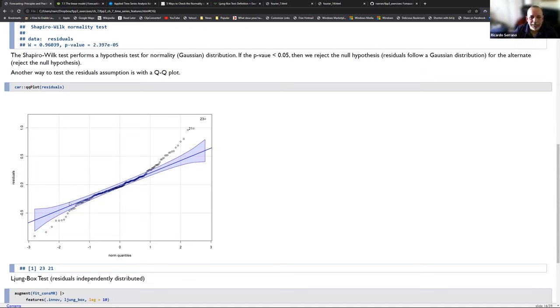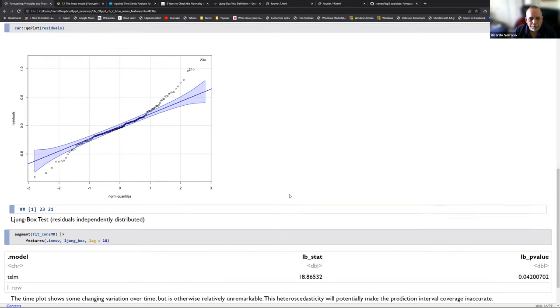And as you can see, this blue band is going to be the confidence interval from the perfect line, which is plus three and minus three. So as you can see, in the tails of that distribution, it goes off from those bands. Another indication that those residuals are not behaving as a Gaussian distribution.